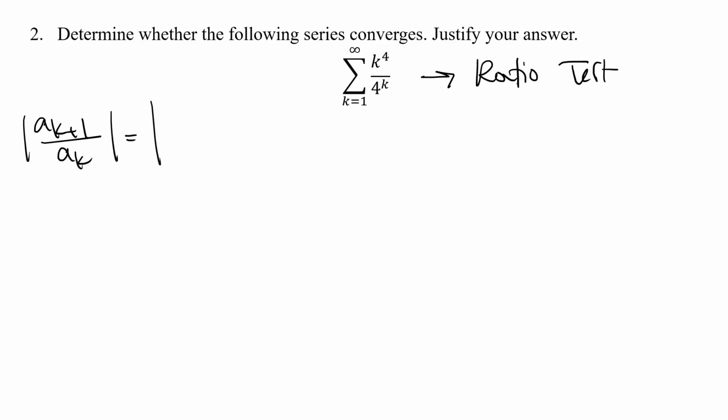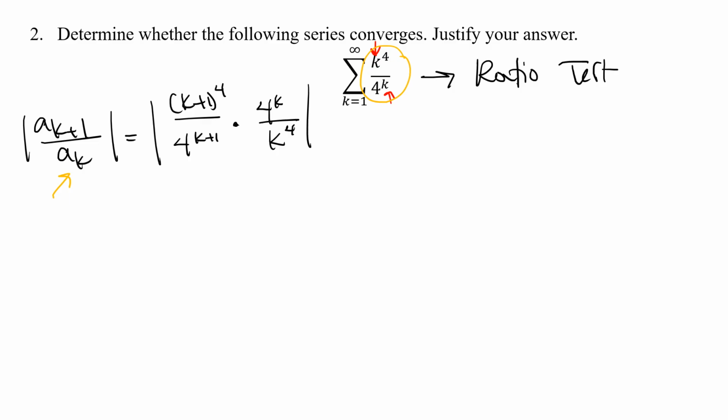And so then take a look at our place of the k. Everywhere we see a k, we're going to add a plus 1. So we have (k plus 1) to the 4th over 4 raised to the k plus 1. And then, of course, since we would be dividing by this entire a_k, how about we just go ahead and multiply by the reciprocal of that. So we have 4 to the k over k to the 4.